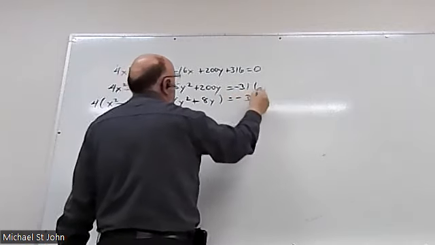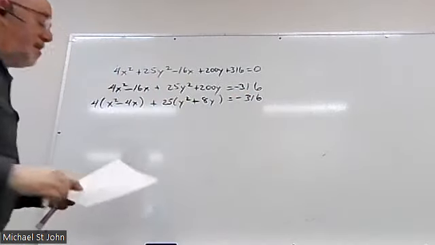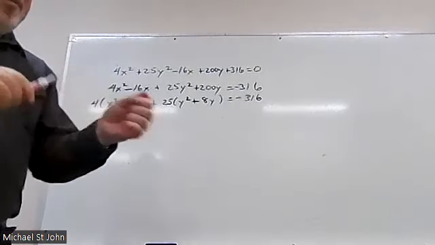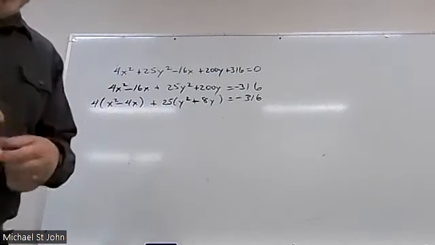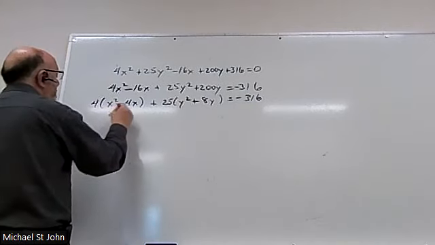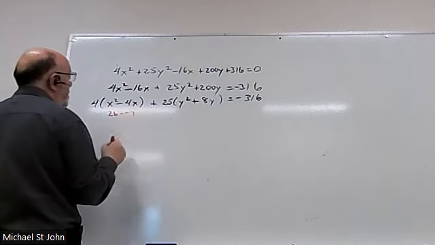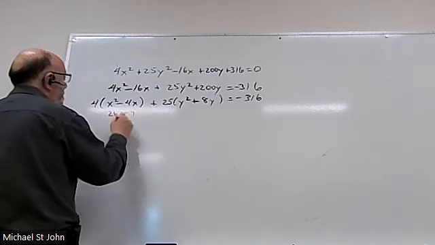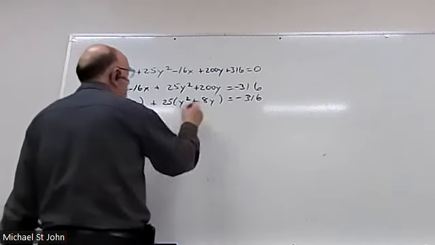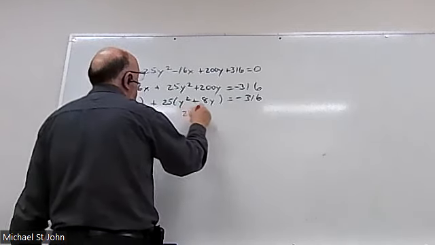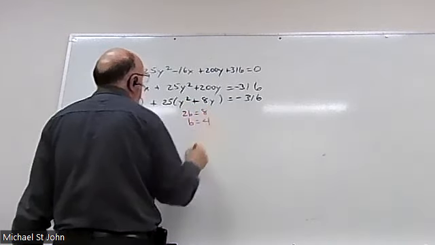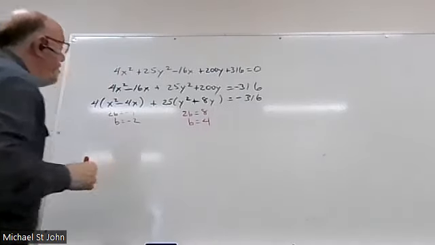Right? So we get that. And now we'll do some completing the square stuff here. And so here we have 2b equals a minus 4, which means b is a minus 2. And then here we have 2b is 8, which means b is going to be 4.